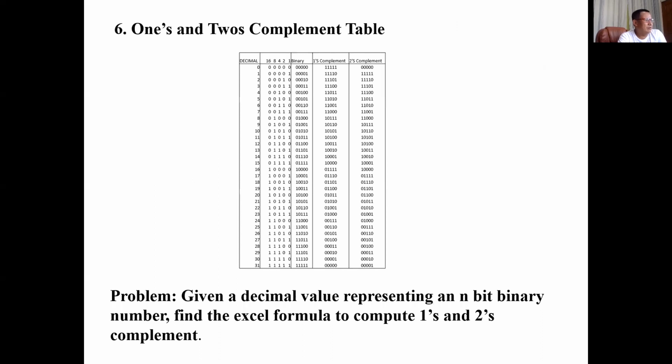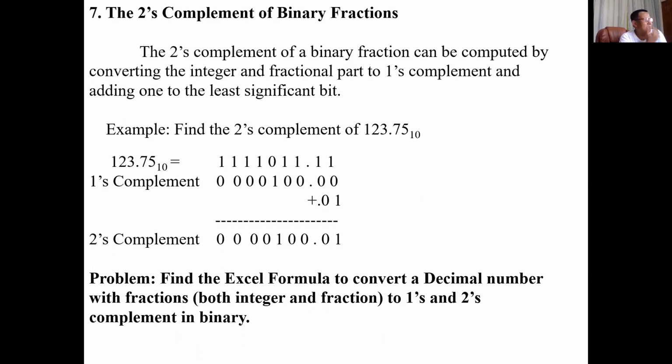Okay. So there's the table of decimal values, binary numbers, their 1's complement and their 2's complement. In case you want to memorize, okay, but you don't have to memorize. You can convert them by flipping zeros and ones. Okay.